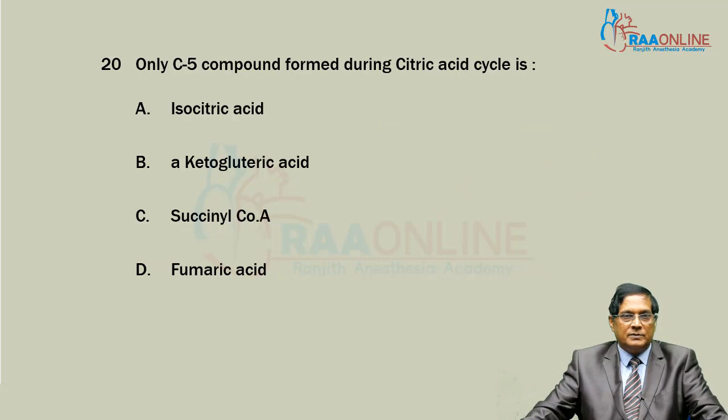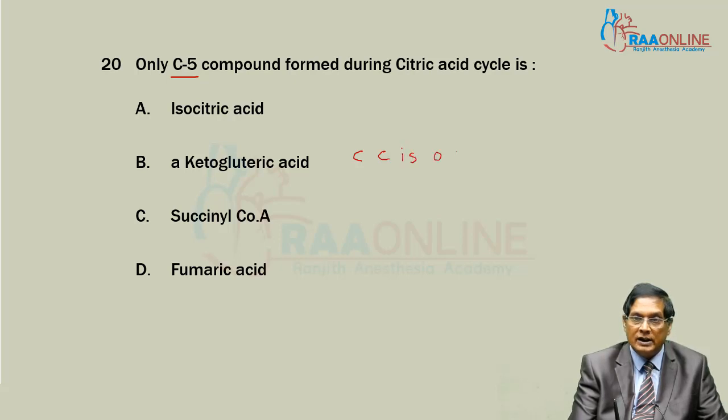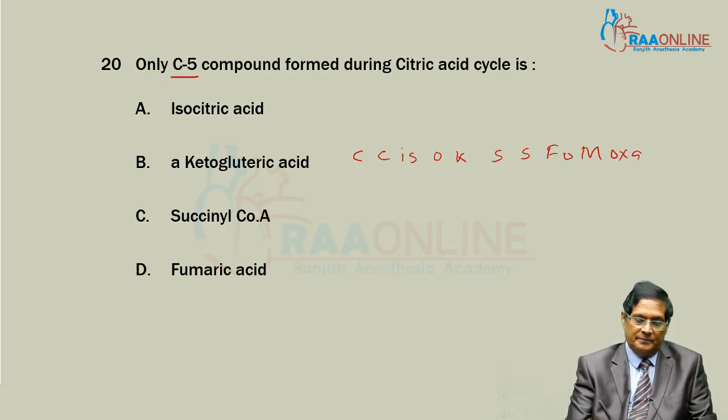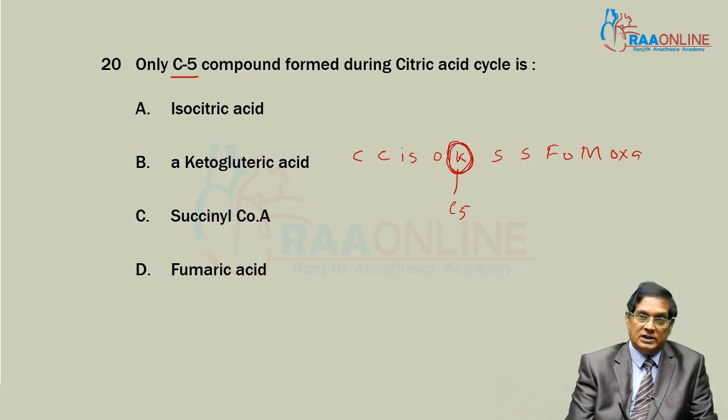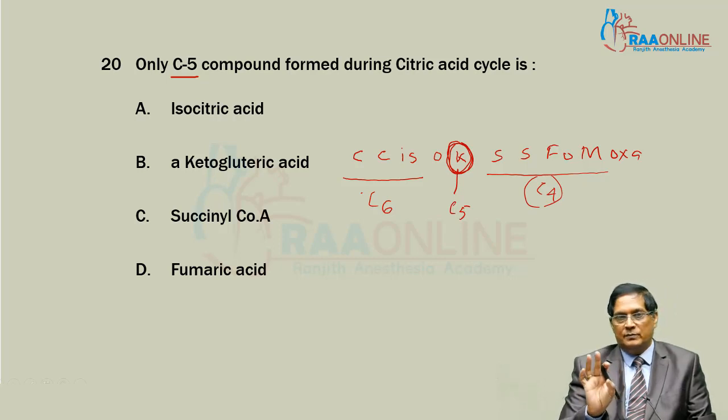The only C5 compound, see that, the simple one. These are the acids of the Krebs cycle. And alpha ketoglutaric acid is the C5 compound. Prior to this, all are C6, and after this, all are C4. This is the way by which it can easily be done.